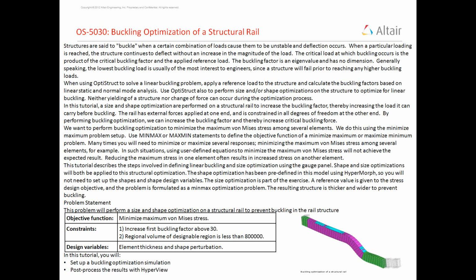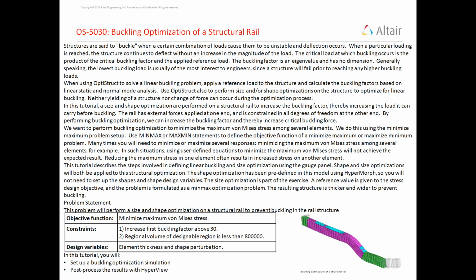The rail has external force applied at one end and is constrained in all degrees of freedom at the other end. By performing buckling optimization, we can increase the buckling factor and thereby increase critical buckling force. We want to perform buckling optimization to minimize the maximum von Mises stress among several elements. We do this using minimize maximum problem setup.